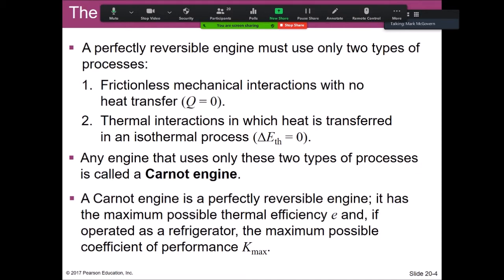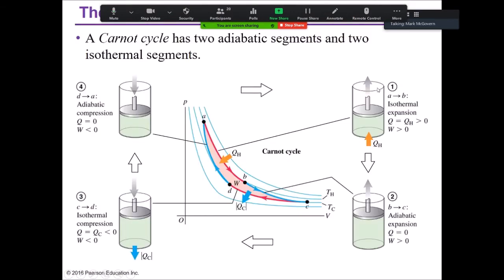What's the best thing that you can do with the laws of thermodynamics? And that's what the Carnot engine is. Okay. So while this is a fancy term, Carnot engine, you should translate that to be the best that one can do. Okay, so buckle up, right? Here we go.